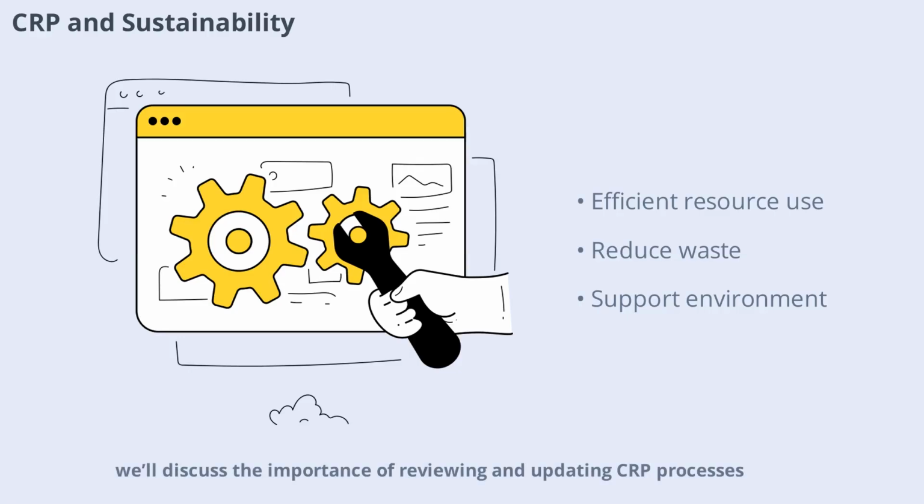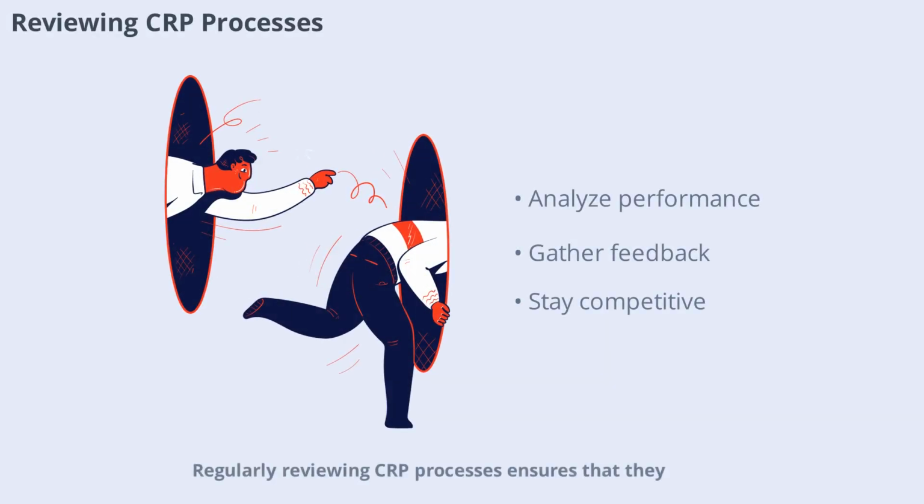Next, we'll discuss the importance of reviewing and updating CRP processes. Regularly reviewing CRP processes ensures that they remain effective and aligned with business goals. This involves analyzing performance data, gathering feedback, and making necessary adjustments. Continuous review helps organizations adapt to changes in demand, technology, and market conditions. By keeping CRP processes up to date, companies can maintain high levels of efficiency and competitiveness.